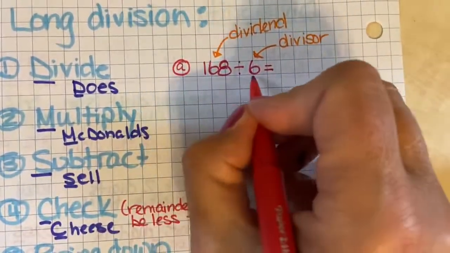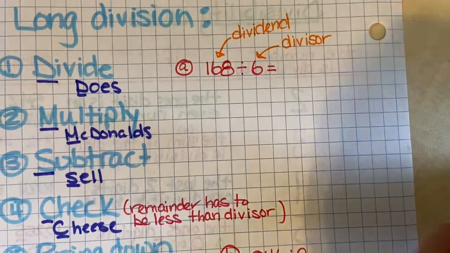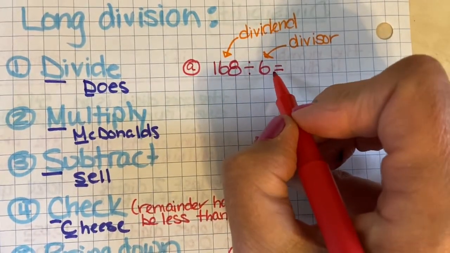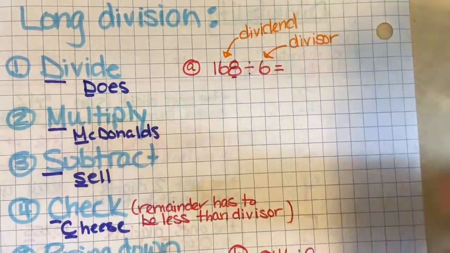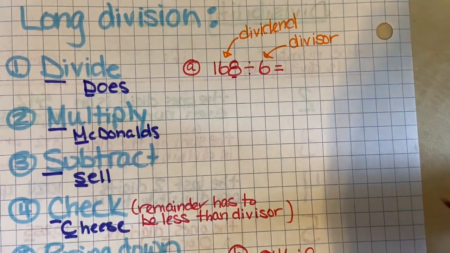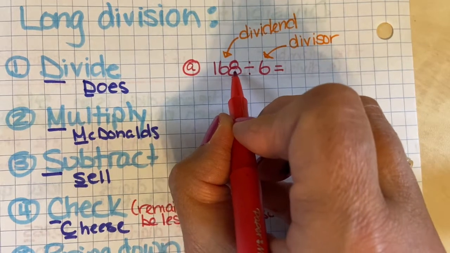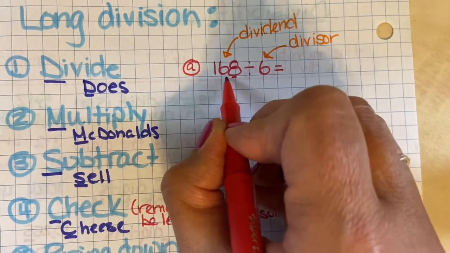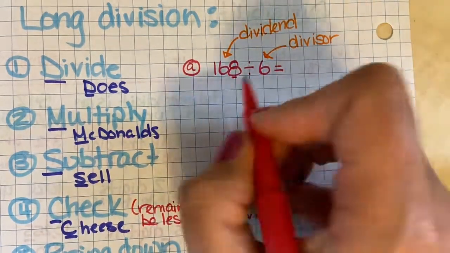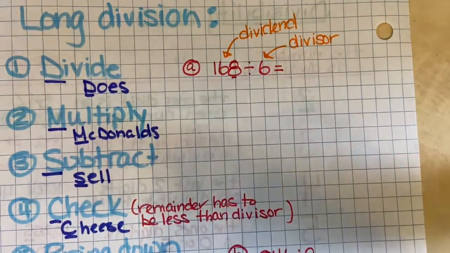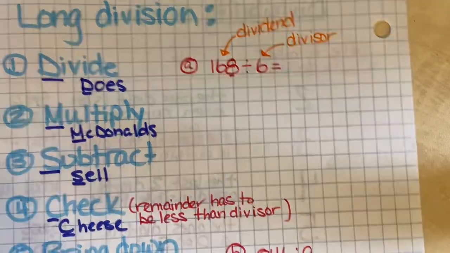All right, so would 6 go into 168 evenly? Let's see. The divisibility rule for 6 is it has to match the 2 and the 3 rule. The 2 rule is it ends in an even number. Yep, check. The 3 rule is I add these up. So 1 plus 6 is 7, 7 plus 8 is 15. 3 goes into 15, so 3 would go into 168. So it fits the 2 and the 3 rule, so I know it's going to go in evenly, okay?